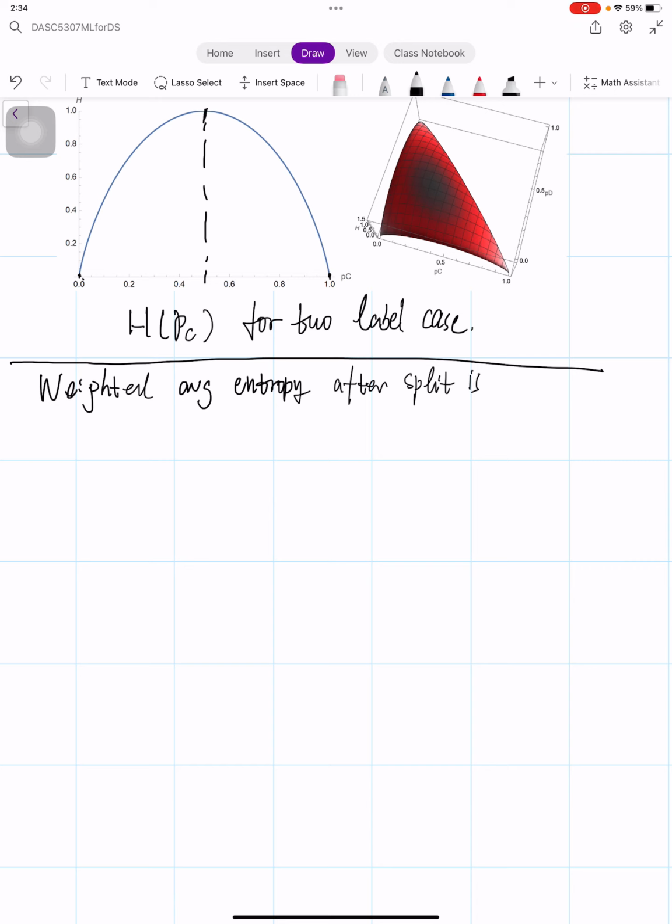It is given by H after equals SL multiplied by H SL plus SR times H SR.